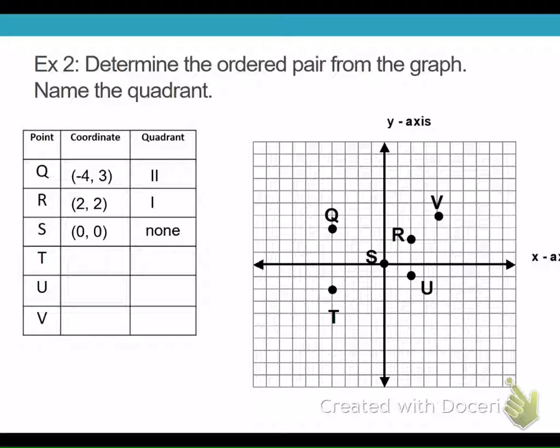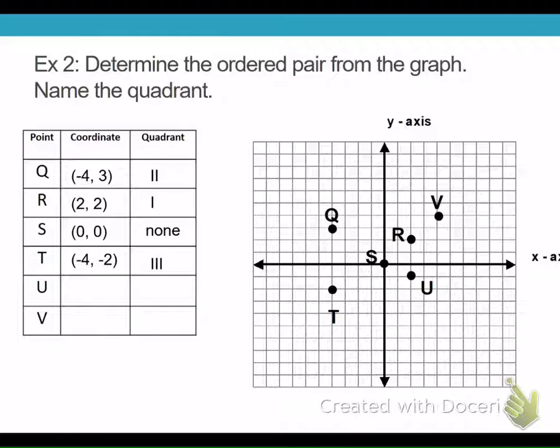All right, point T. Again, I don't know what's happening between my brain and my mouth today, but they ain't communicating. 1, 2, 3, 4. 1, 2. What is it? Negative 4, negative 2, and that is in the third quadrant. Oh, wait. No. See, y'all. Getting a little chatty.